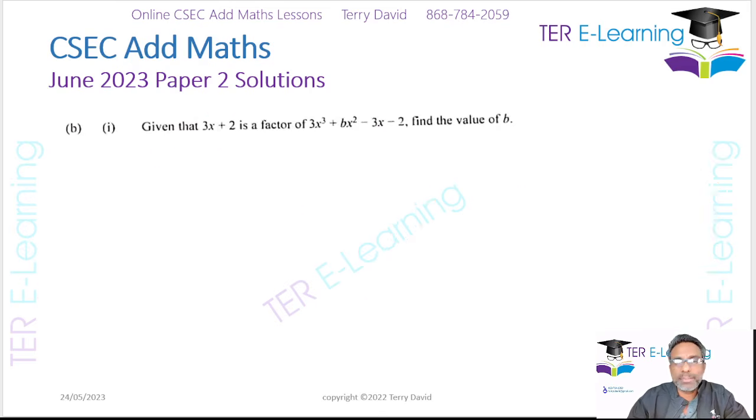What do they want in part B now? So part B now is the remainder theorem. They said 3x plus 2 is a factor of this expression here. Find the value of b.